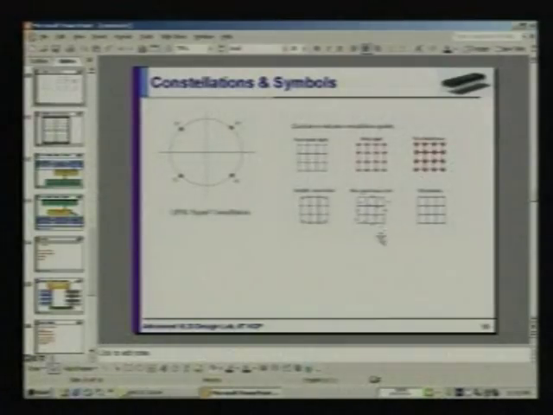Okay, this is written QPSK signal. This one is 16 QAM. Quadrature QAM wouldn't do. Quadrature amplitude modulation.